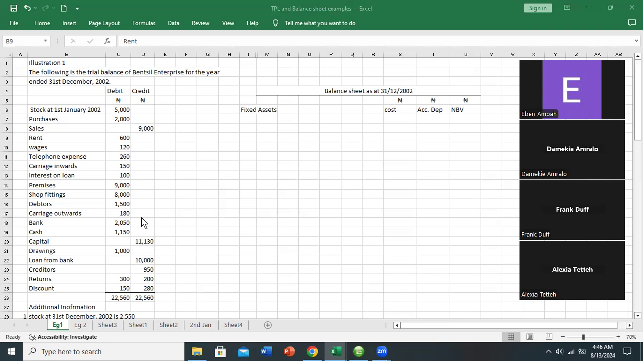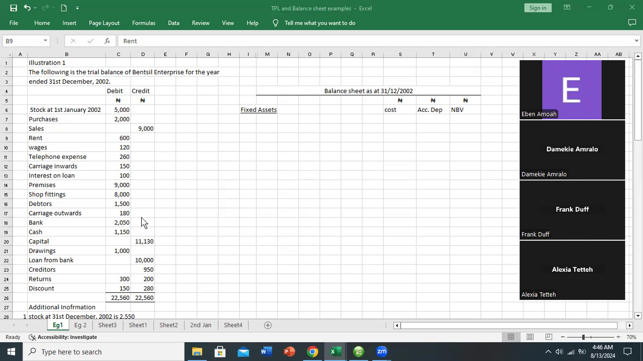So the loan from bank. The loan from bank. Are you sure it's a fixed asset? We said fixed assets are resources of a business, right? So when you take a loan, and all assets have debit balances. So use these to consider.